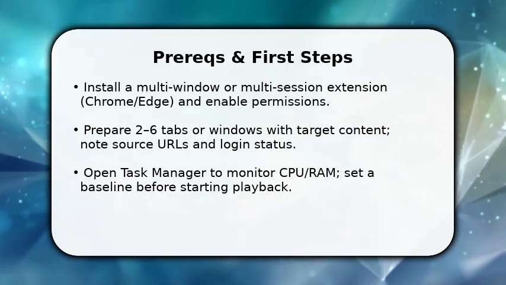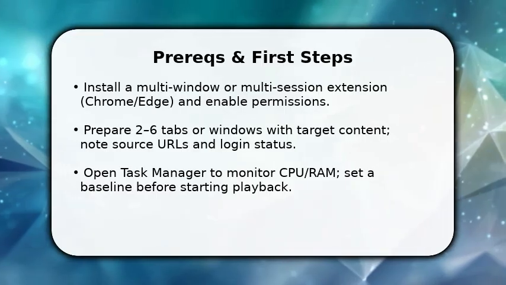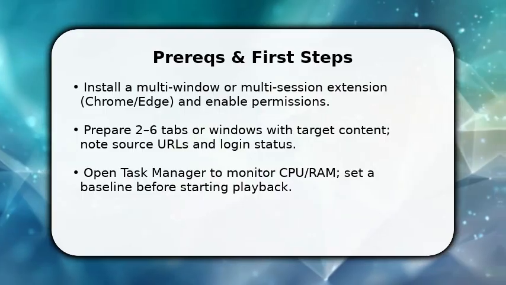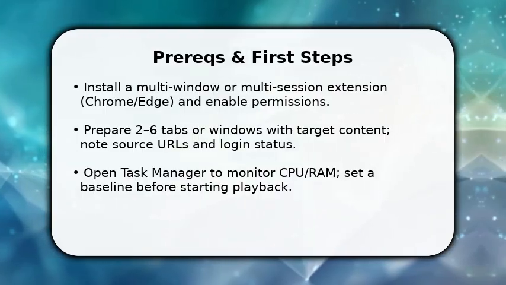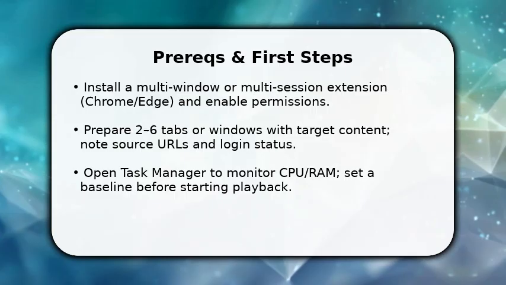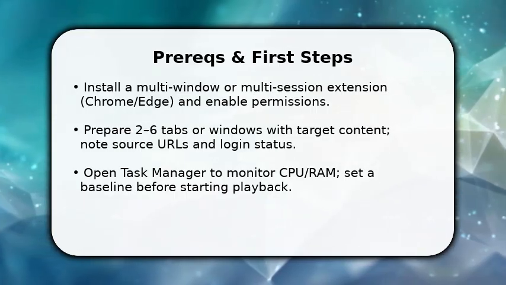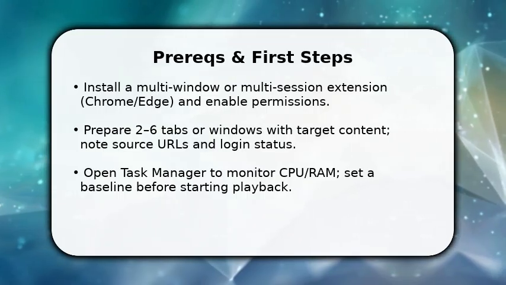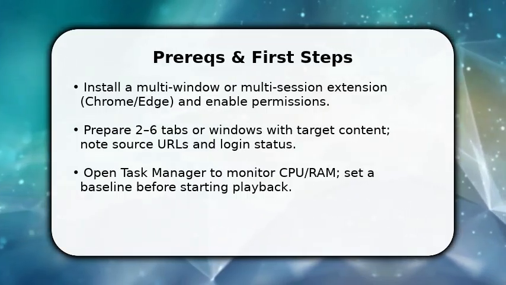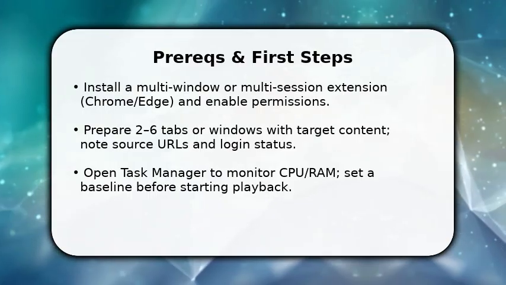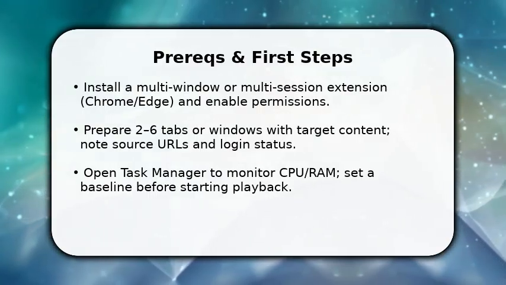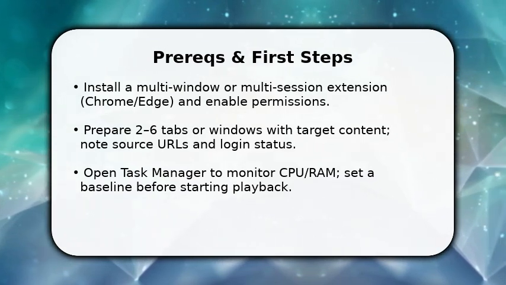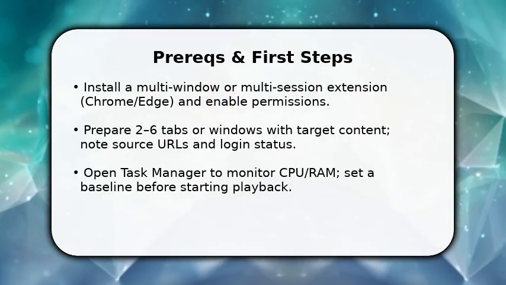You start by preparing the environment. Install a trusted multi-window or multi-session extension, enable its permissions, and sign into necessary accounts. Once done, open 26 tabs or windows with the videos or streams you want to track and confirm each tab plays correctly on click. Make sure to open Task Manager and note CPU and memory usage so you can compare later. You do this now to prevent interruptions and to ensure accurate watch time aggregation when you activate automated playback.